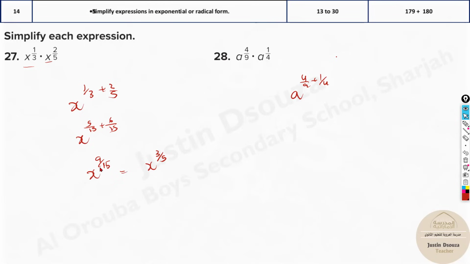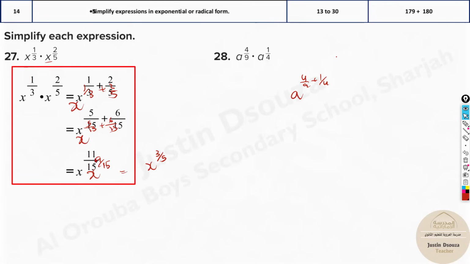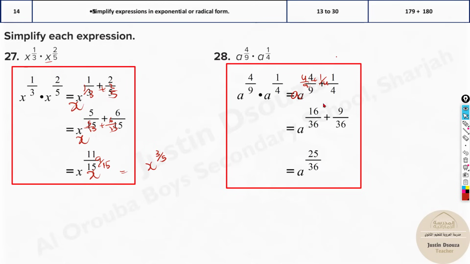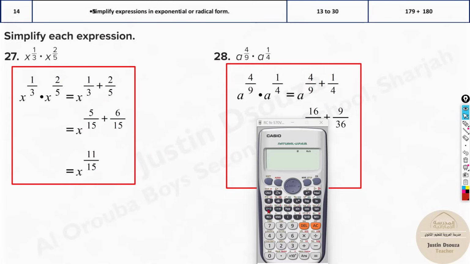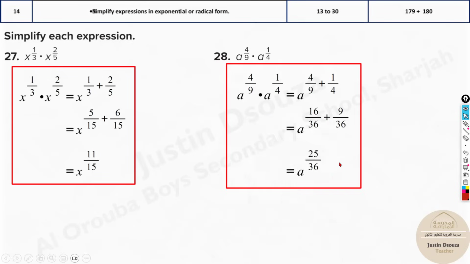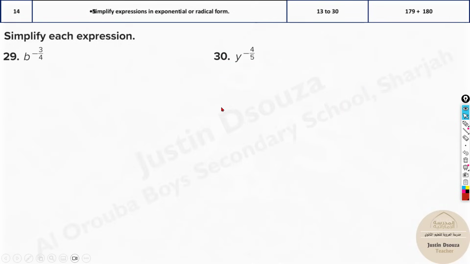It should be 11, so it's 11. You can't simplify it. And the next one, you need to just solve it up and you will get the answer. Just put it in the calculator like this. Use fraction over here, 4 divided by 9 plus 1/4. You can write even 0.25, get the answer properly: 25 by 36.